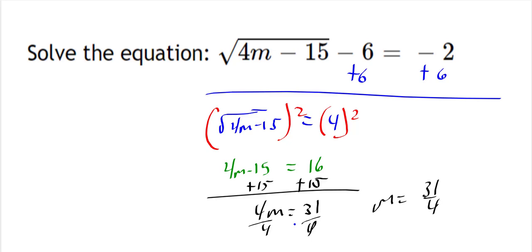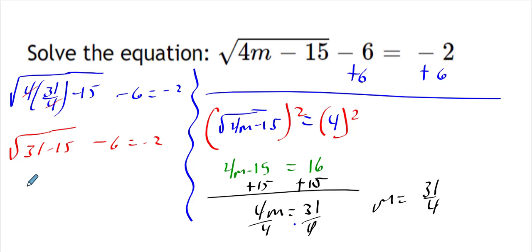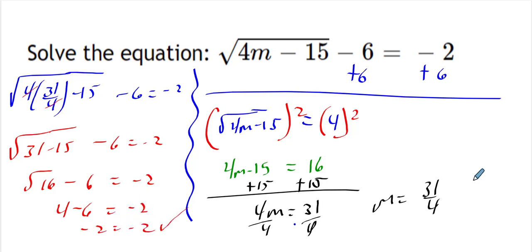All right. Now, that's great. We need to check it. So let's plug it in. So that's 4 times 31 over 4 minus 15 minus 6, is it equal to negative 2? Well, we're going to see. The 4's here cancel, so that's really the square root of 31 minus 15 minus 6 equal to negative 2. So that's really the square root of 16 minus 6 equal to negative 2. So that's 4 minus 6 equals negative 2. Yep, that works. That's a viable answer. Okay.